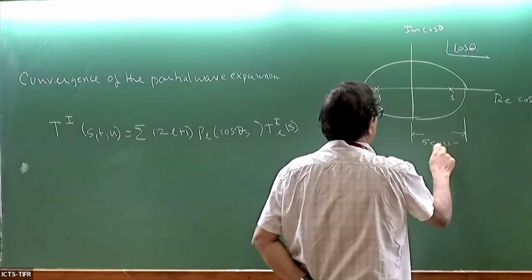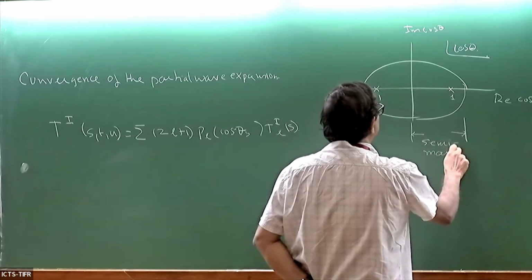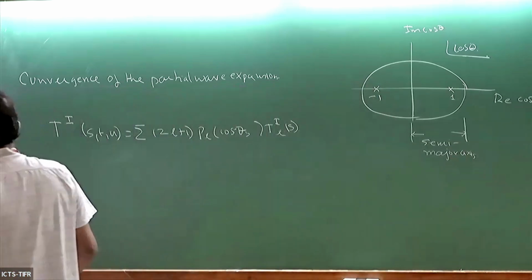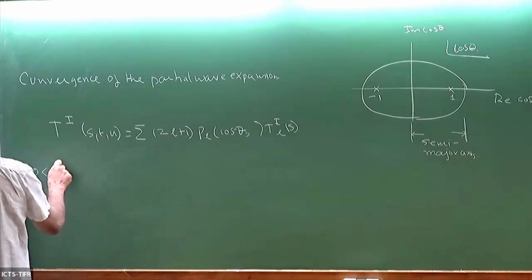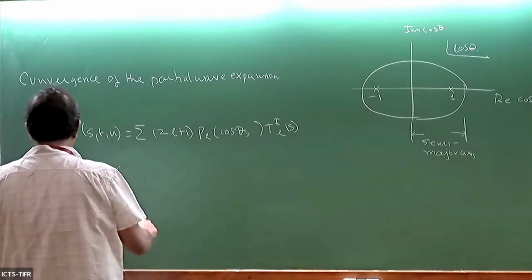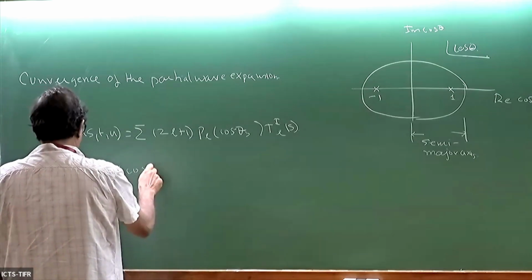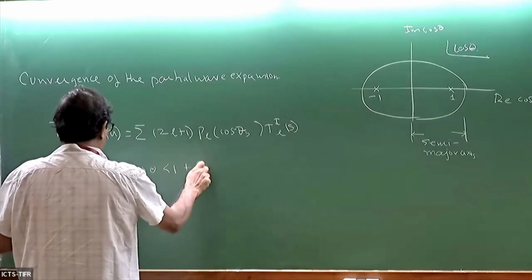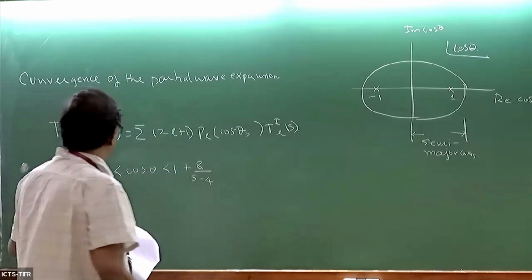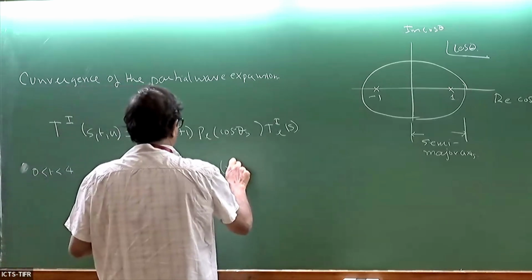Semi-major axis for a fixed s. So Lehmann says that when 0 is less than t less than 4, then 1 less than cosine theta is less than 1 plus 8 by s minus 4. I think that this is the right extremity. So this is the right extremity of this.